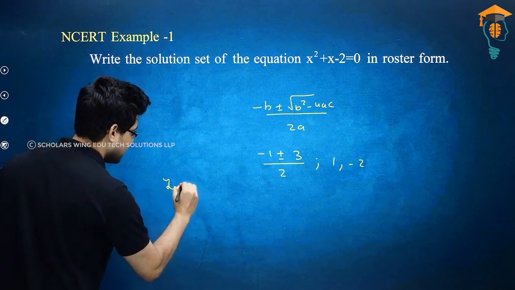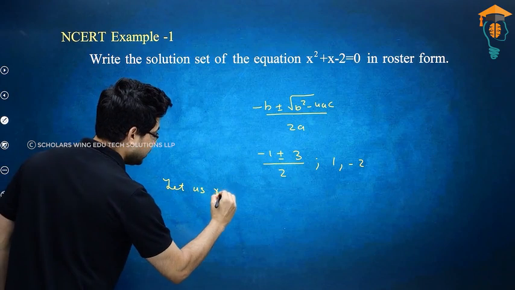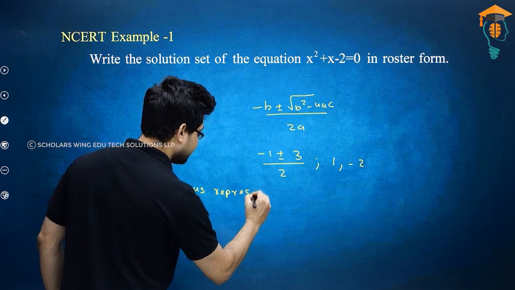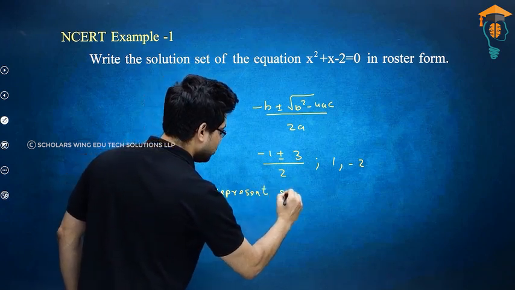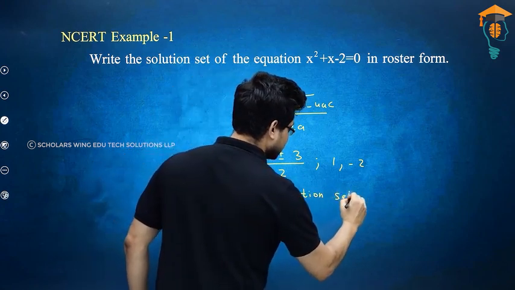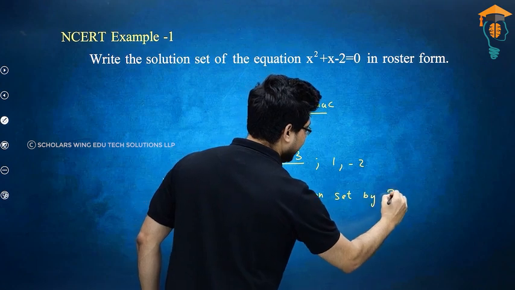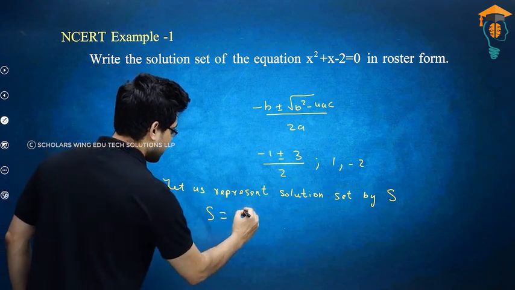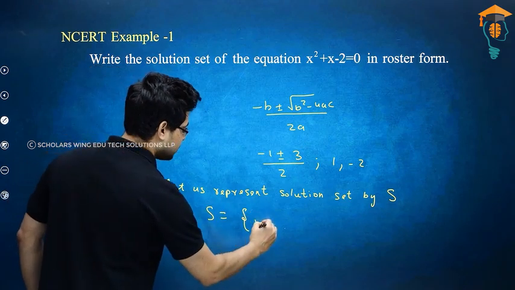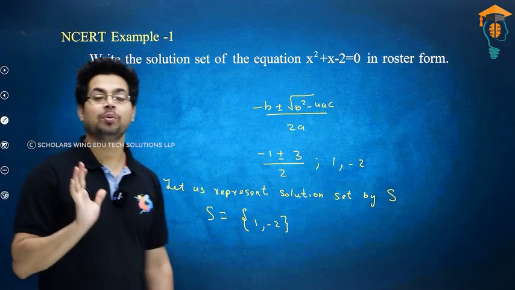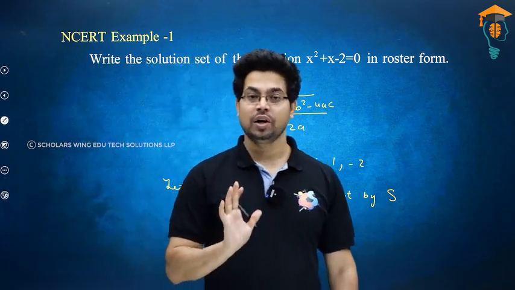In exam, you can write this way: let us represent solution set by S. You need to write down this thing so that you can get full marks. And you can write it in this way: 1, minus 2. Is this clear? Any problem, students? No problem. Understood? Sure? All right. Students, now let's take few more examples.